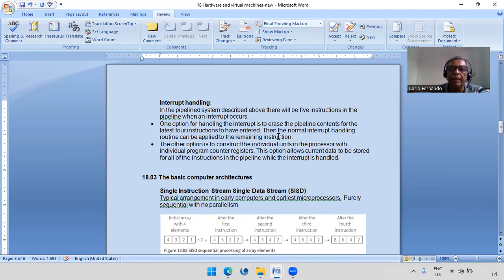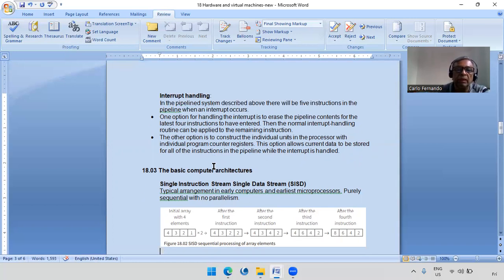So the interrupt can be handled, and then the instruction started as a new instruction. Then, when the interrupt is finished, you resume where you stopped. The other option is to construct the individual units in the processor with individual program counter registers. Remember PC, program counters? They will have separate ones, the numbers being their addresses. This option allows current data to be stored for all of the instructions in the pipeline while the interrupt is handled, like bookmarking.